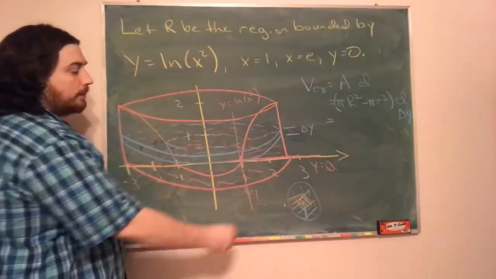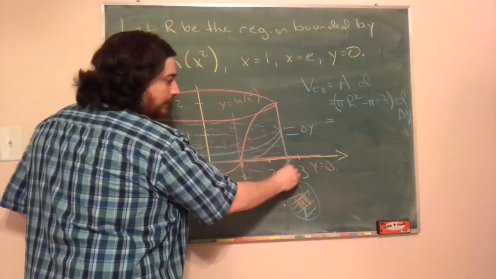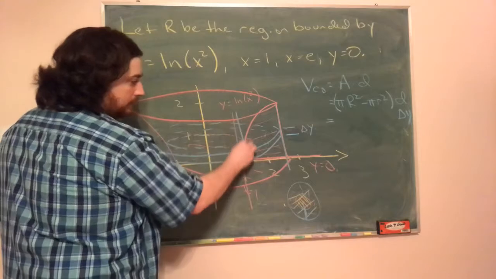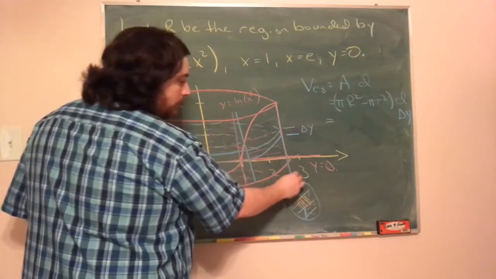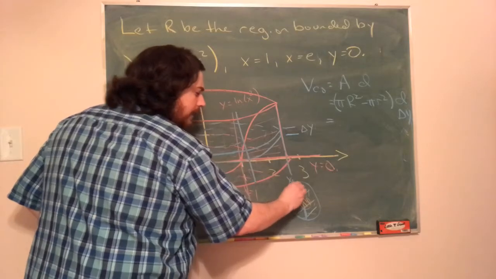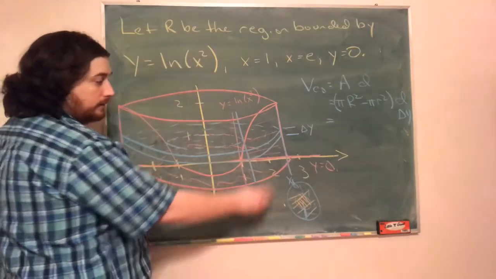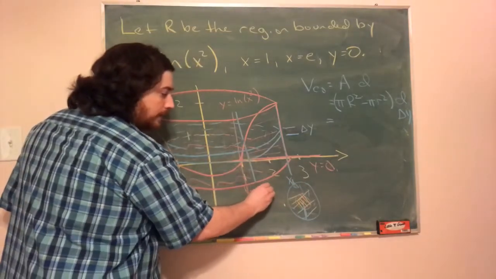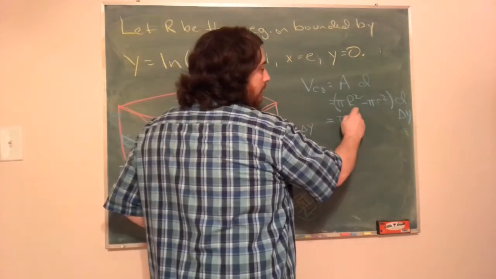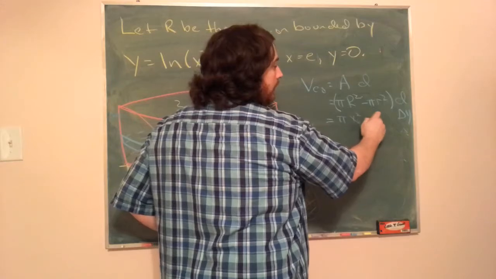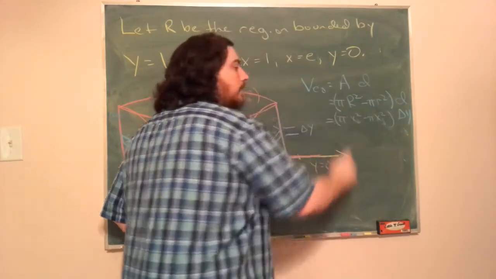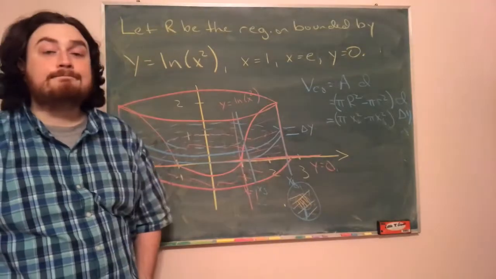Now, if we look at our bigger radius, it corresponds to this value. Our smaller radius corresponds to this value. So what we're going to get here is that the bigger radius corresponds to a bigger x value, and the smaller radius corresponds to a smaller x value. So we'll get pi times the bigger x squared minus pi times the smaller x squared, all times delta y.